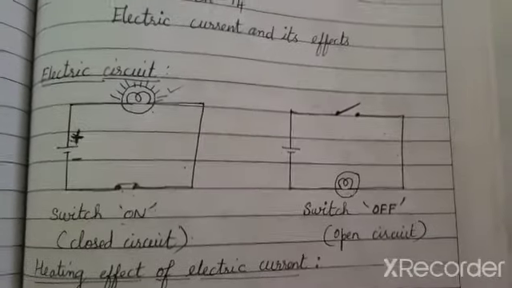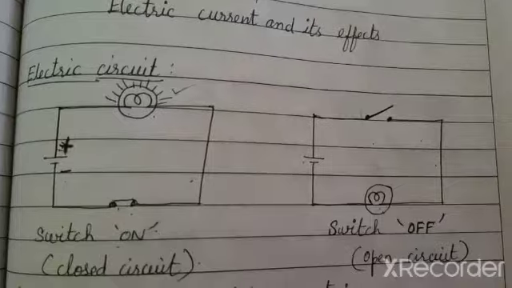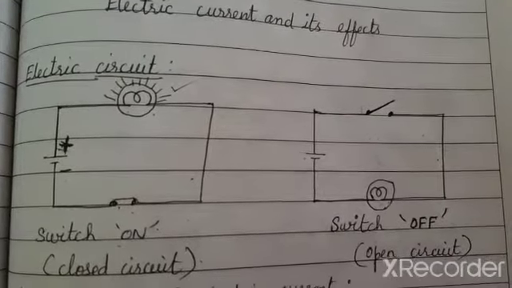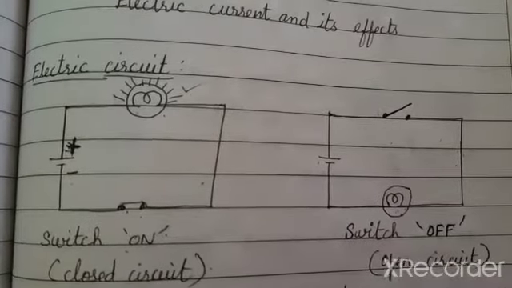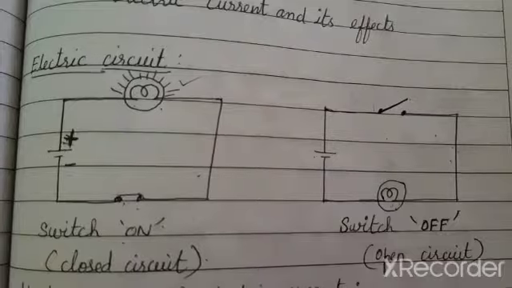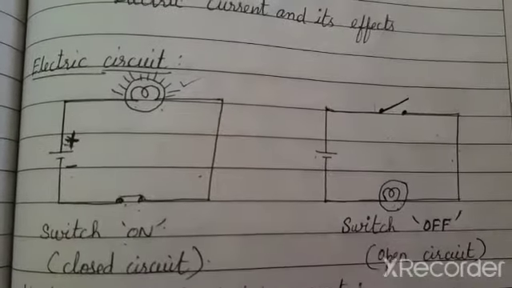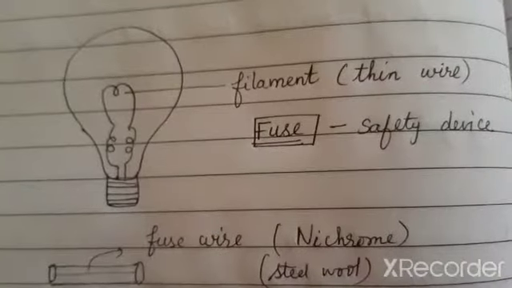Okay. The same thing happens in our home also. We use many electrical appliances, right? When I switch on the fan, it starts to rotate. How is it possible? It is because the circuit gets completed and the charges flow and the electricity reaches the fan, enabling it to rotate.